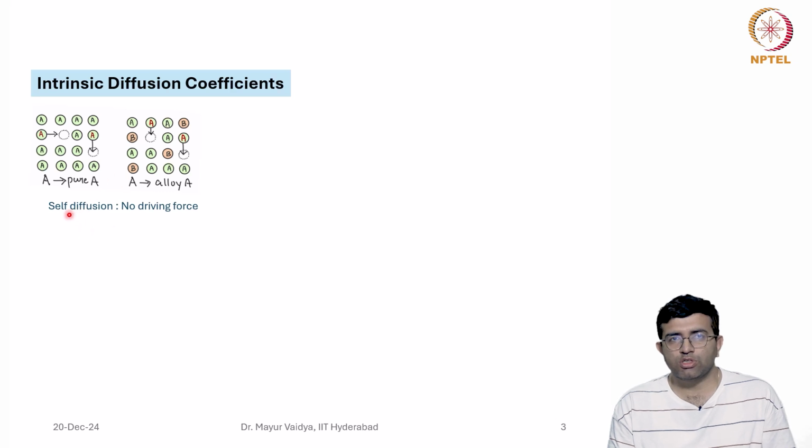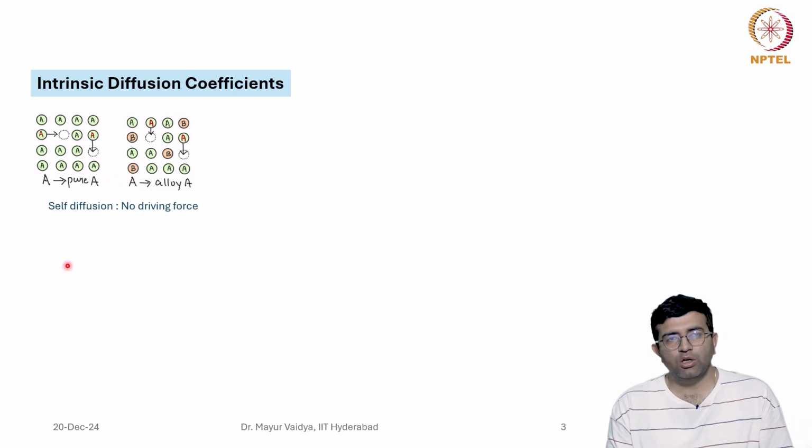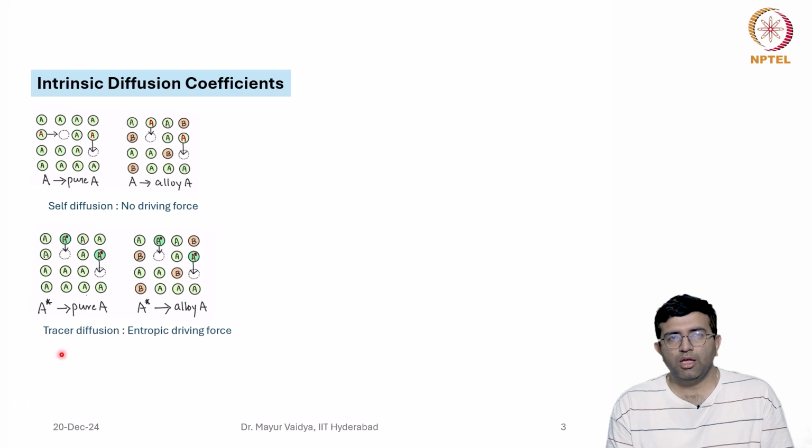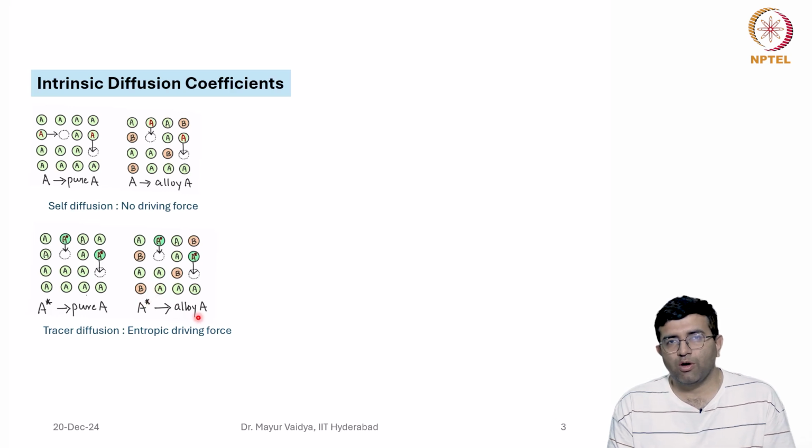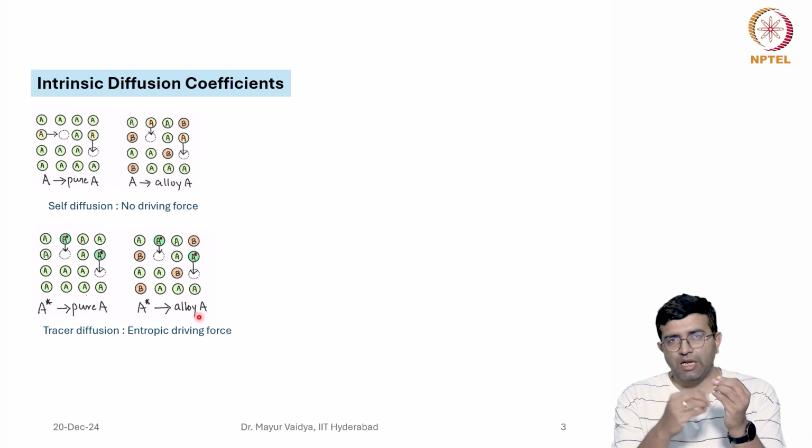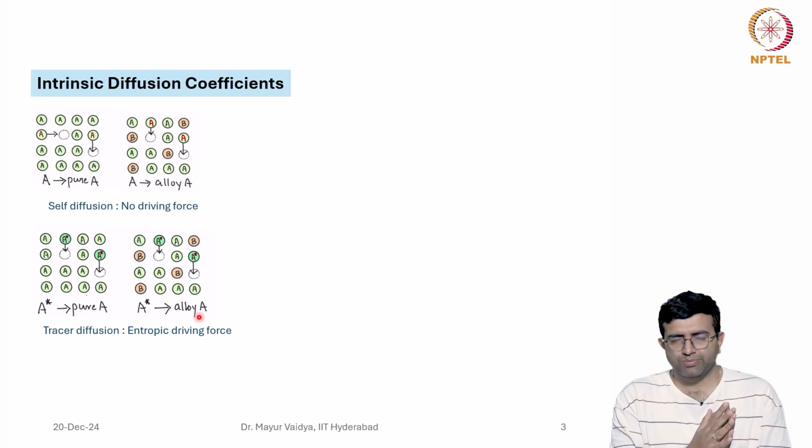So, the diffusion coefficient is the self diffusion coefficient. When you put a radioactive isotope of A, either over a pure A or over an alloy of A, and you measure the diffusivity of the tracer atoms, that you define as the tracer diffusion coefficient. So, this is the tracer diffusion coefficient of the tracer of A in pure A, or you define the tracer diffusion coefficient of A for an alloy of A. So, how fast the radioactive isotope of A is diffusing.